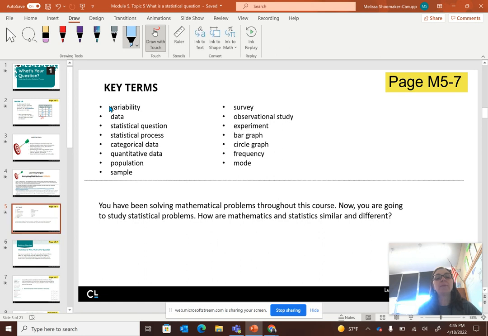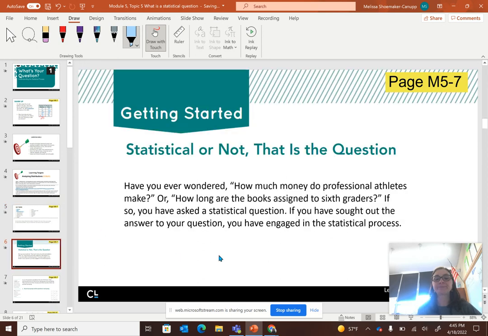Some of our vocabulary: variability, is it changing? Data, those numbers. We're going to be really honing in on the statistical question in this lesson. We'll get to the rest of the stuff later. Is it statistical or not? That's our big idea today. Have you ever wondered how much money professional athletes make? Or how long are the books assigned to sixth graders? If so, you have asked a statistical question. They have more than one answer.